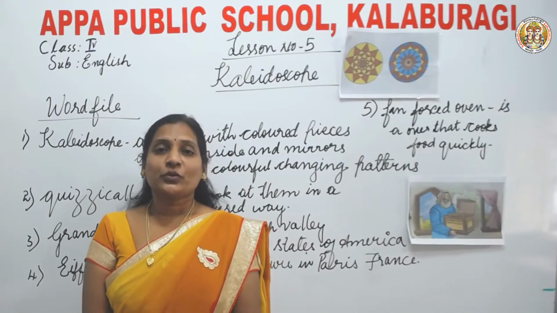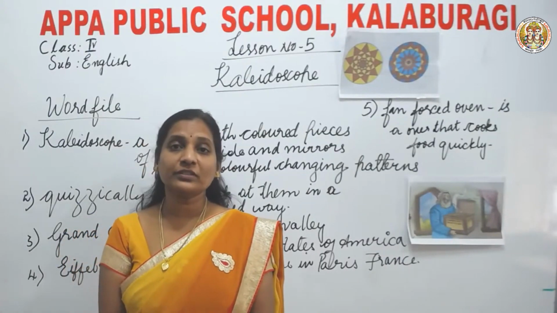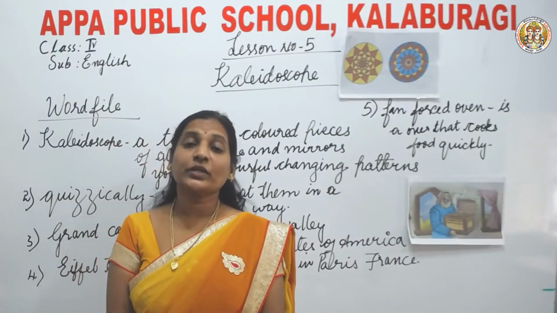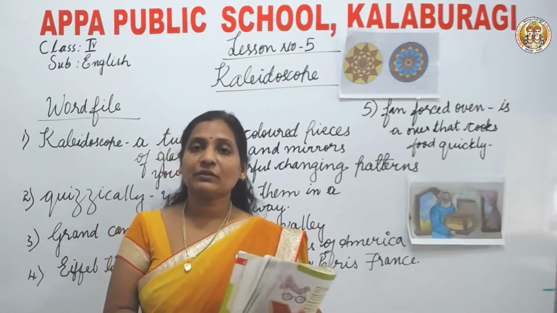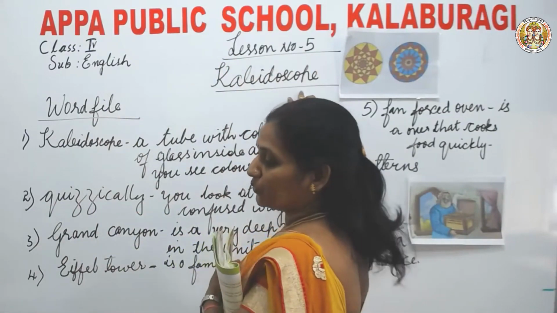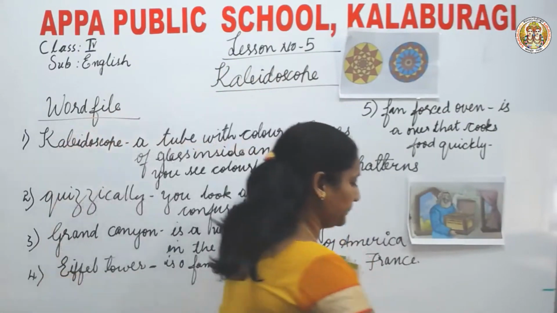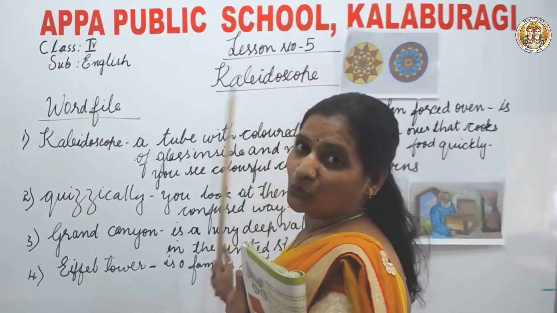So today, as I have taught you the first part of the lesson Kaleidoscope, I will be continuing the second part. So what is the name of the lesson? This is lesson number 5, Kaleidoscope. Lesson number 5, Kaleidoscope.